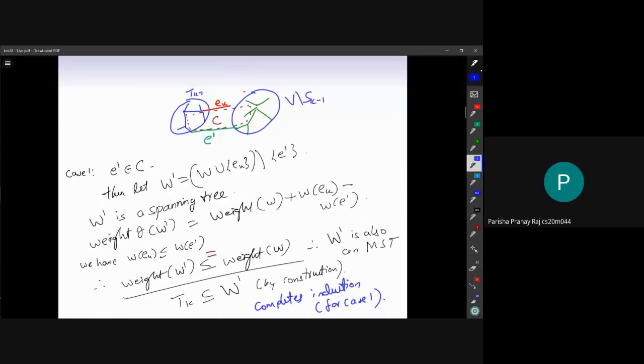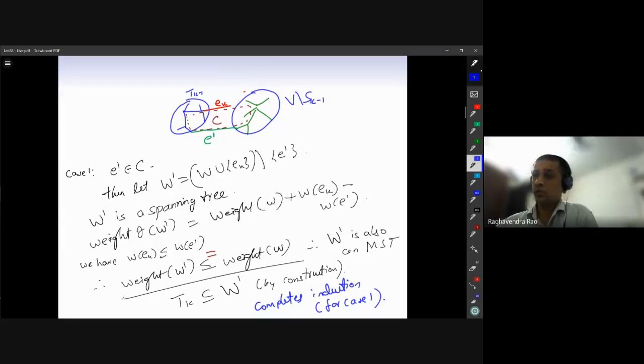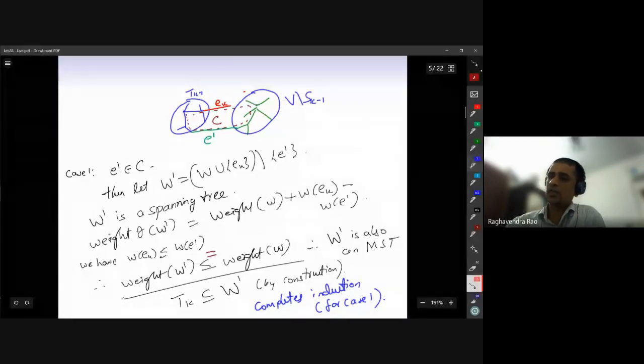Yeah, because Prim picks the least weight edge, and we can only say that EK is less than or equal to E prime. That is true. So my question was, is it always the case that E prime will see EK, which certainly is in this cycle? The only other possibility is either E prime is in the cycle or not. If E prime is in the cycle, we are done, right? Now the second case that we need to handle is when E prime is not in the cycle.